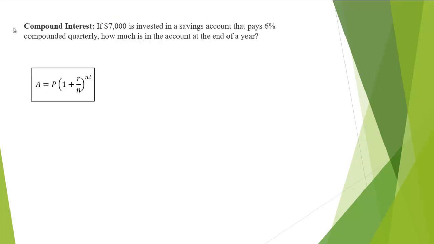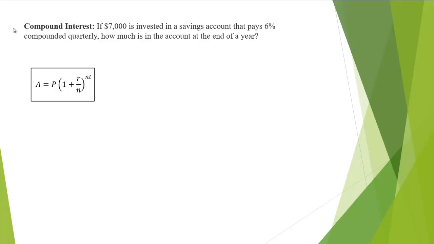Now let's take a look at an example. In this compound interest example, we're given a scenario. If $7,000 is invested in a savings account that pays 6% compounded quarterly, how much is in the account at the end of the year?